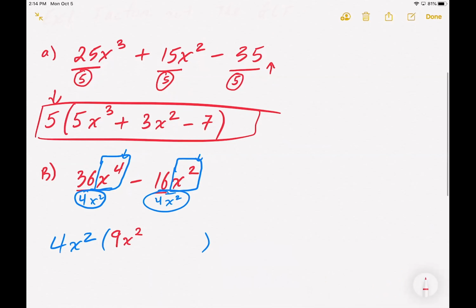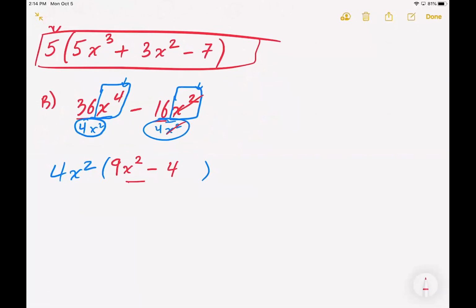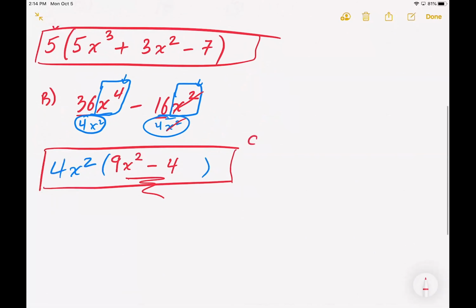And vice versa on the back end, 4 going into 16 is 4. I took both of the x squared out, so there's no longer an x inside. If you look inside your parentheses, they do not have anything in common, meaning they don't have an x you can take out, and between the 4 and the 9, they don't have a common divider. Okay, so this is our answer in chapter 6.